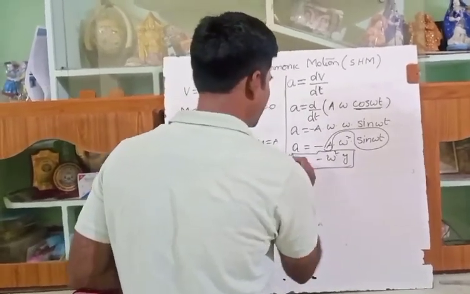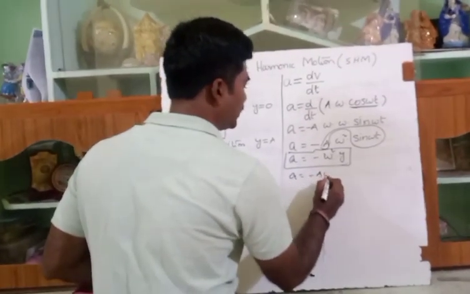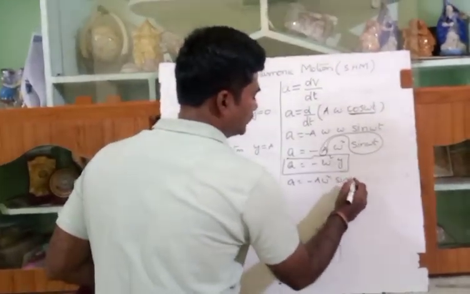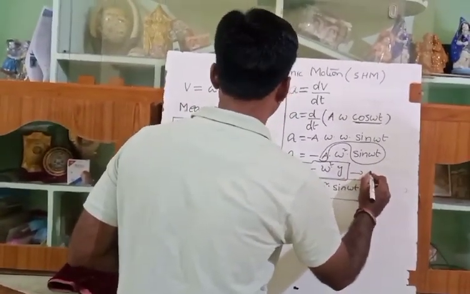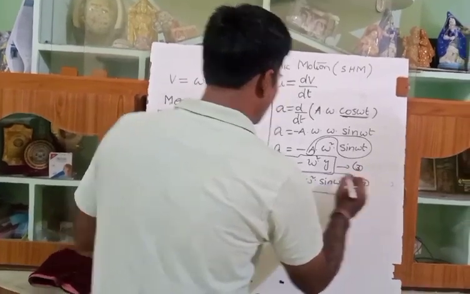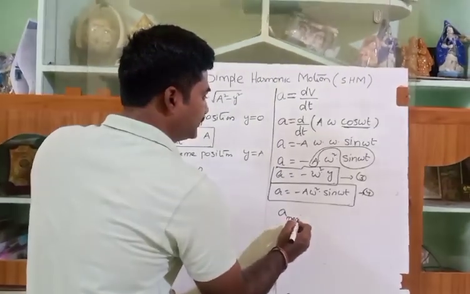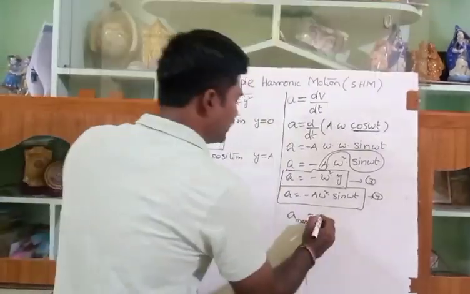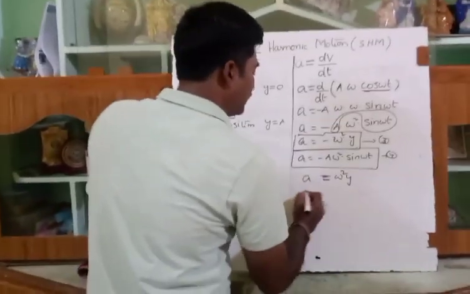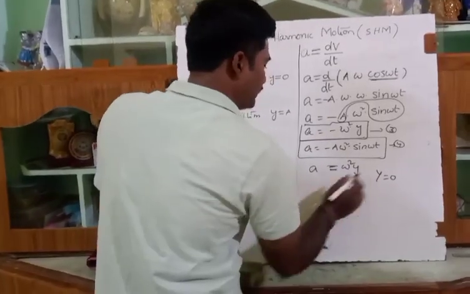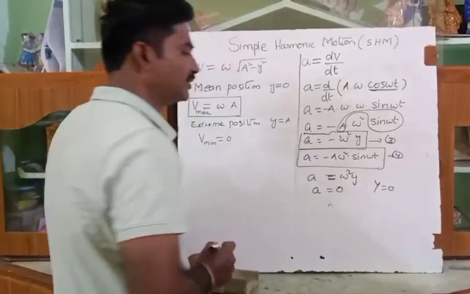Here we have two expressions of acceleration: a is equal to minus omega square into y, and a is equal to minus a omega square sin omega t. These are equation number 3 and equation number 4. Now from these equations it is very clear that, taking only the magnitude, a max is a is equal to omega square y. When y is equal to 0, a is equal to 0.